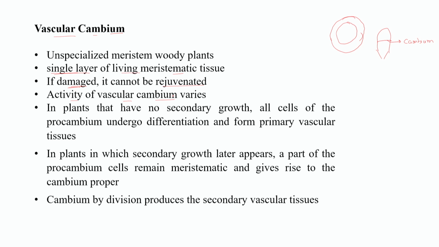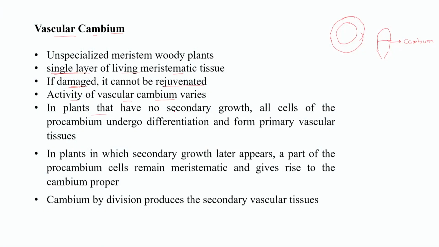In some plants it will be functional for a short period of time, but in many large woody dicot plants it is functional for several years, even decades or centuries. You would have observed some trees are so aged, they have a very long lifespan, and in these trees you can see that cambium is functional and still giving rise to secondary tissues, and the stem diameter is still increasing, and you would have observed some trees with very huge diameters.